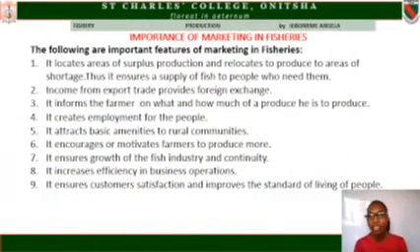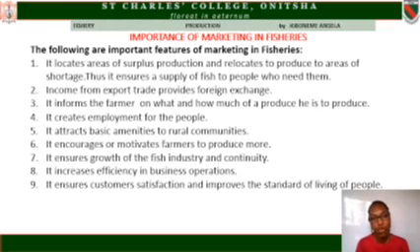Importance of marketing in fisheries. The following are important features of marketing in fisheries. 1. It locates areas of surplus production and relocates the produce to areas of shortage. Thus, it ensures a supply of fish to people who need them. 2. Income from export trade provides foreign exchange. 3. It informs the farmer on what and how much to produce.